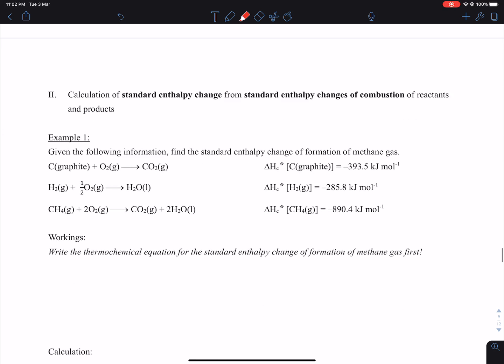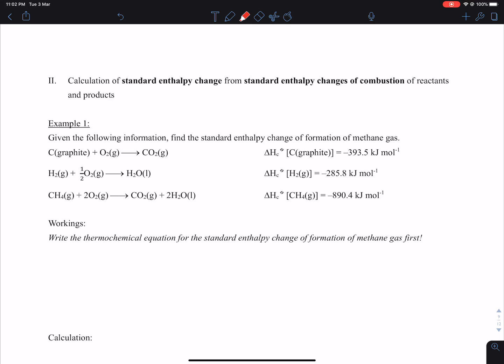Okay, let's see another way for calculation. The second part will be quite similar, to be honest.